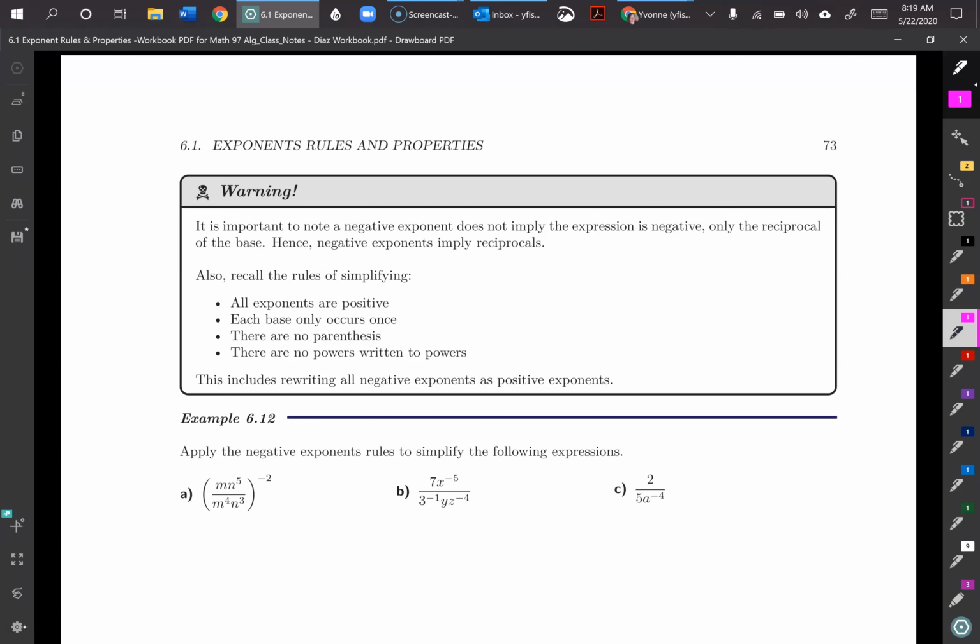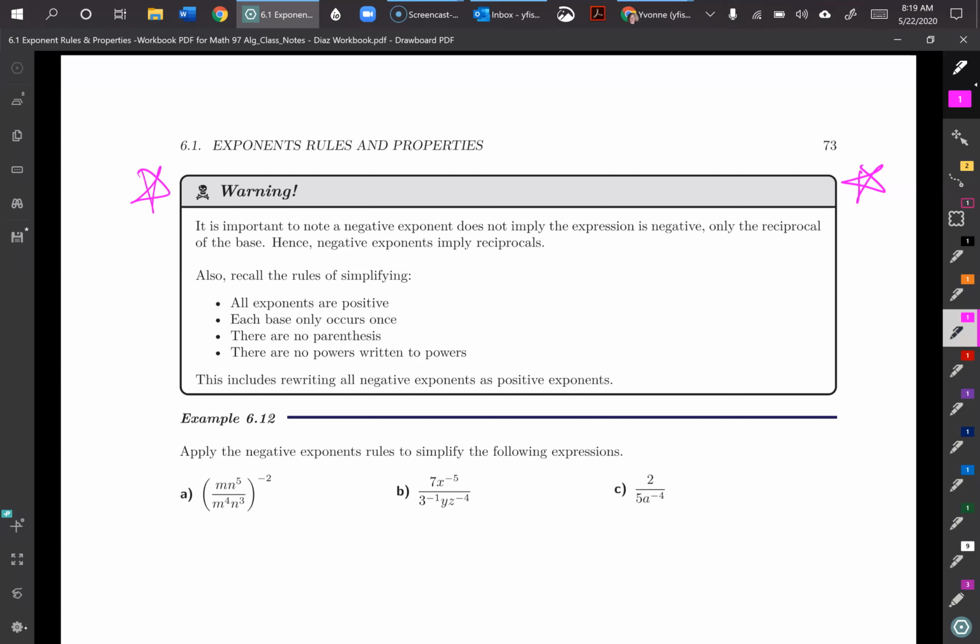So now let's go to page 73 of your workbook. Here's a little warning for you in your notes. It is important to note a negative exponent does not imply the expression is negative. That's what I was talking about before, like the coefficient. Only the reciprocal of the base. Hence, negative exponents imply reciprocals. Also recall the rules of simplifying. All exponents are positive. Each base only occurs once. There are no parentheses. There are no powers written to powers.